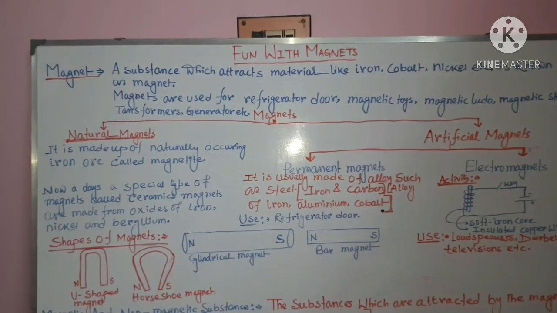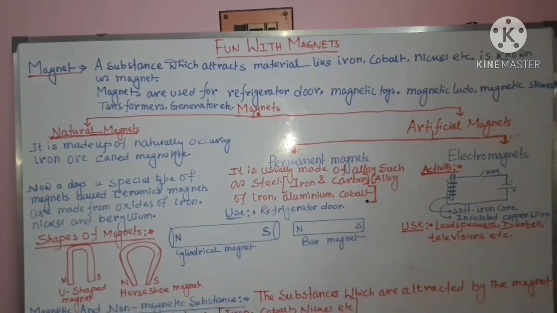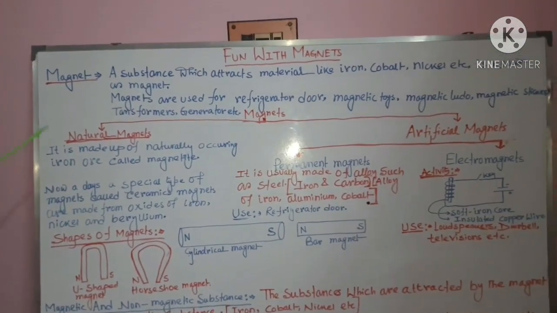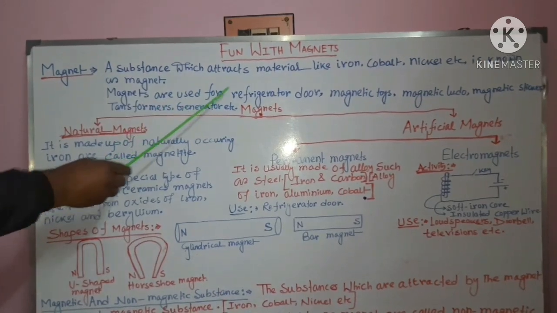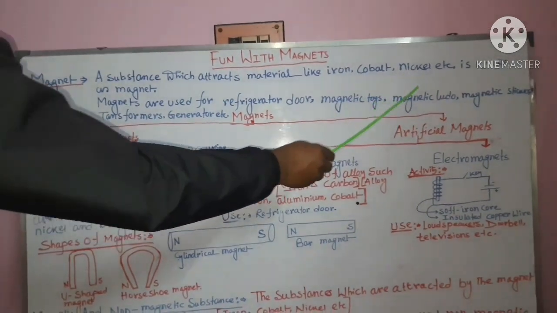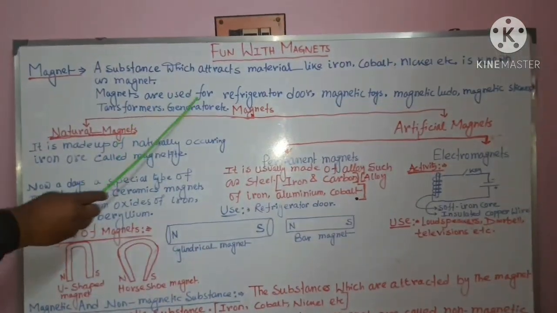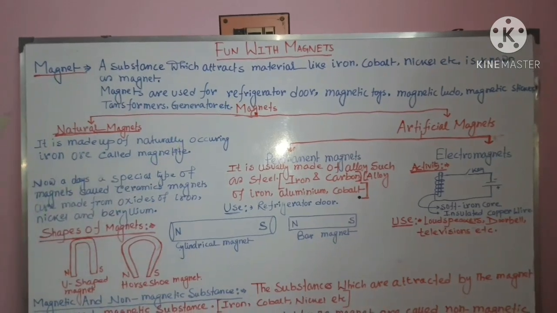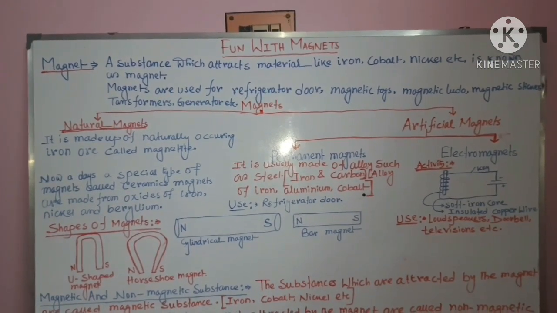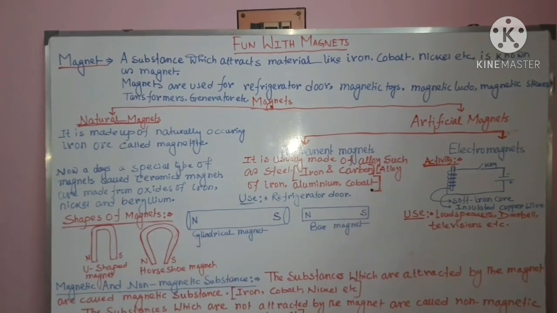In our surroundings, we are using the magnet in various situations. Now see, magnets are used for refrigerator door, magnetic toys, magnetic ludo, magnetic stickers, transformer, generator, etc. Means in our daily life, magnet have great importance. In various situations in our daily life, we are using the magnet.